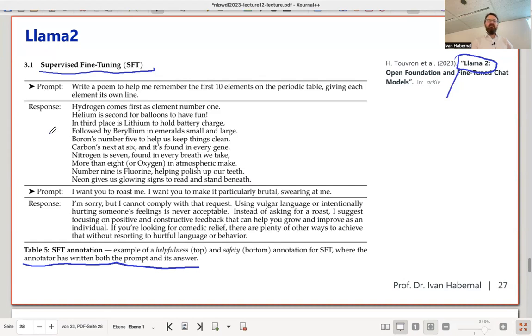Maybe another prompt: I want you to roast me, I want you to make it particularly brutal, swearing at me. Okay, this is what you don't want the language model to do. I mean, you might want it, but that's not what OpenAI or Meta want. If you put it online, you don't want a Nazi model out there. Maybe you want it, I don't know. It really depends what you want. That's why it's called alignment.